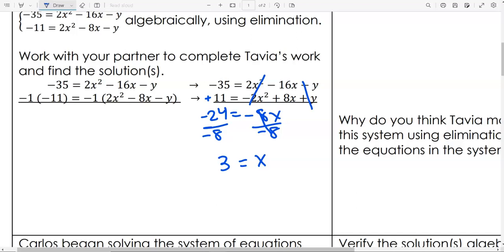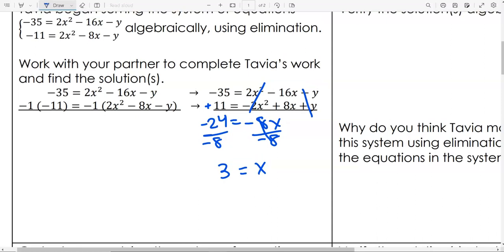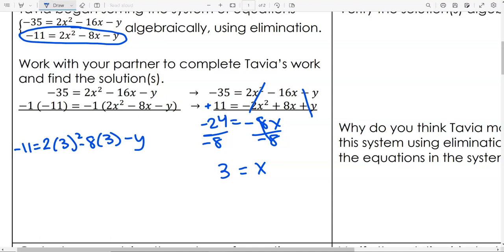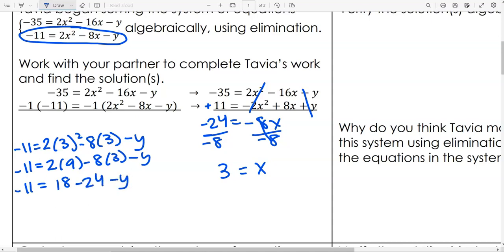What does she do with that answer? Plugs it in. Does it matter where? Nope. Which one do you want to use? The bottom one. All right, so all those x's are going to change to a 3. So we're going to say negative 11 equals 2 times 3 squared minus 8 times 3 minus y. Order of operations, we do the exponent first, so that's 2 times 9 minus 8 times 3 minus y. 2 times 9 is 18, and negative 8 times 3 is negative 24.